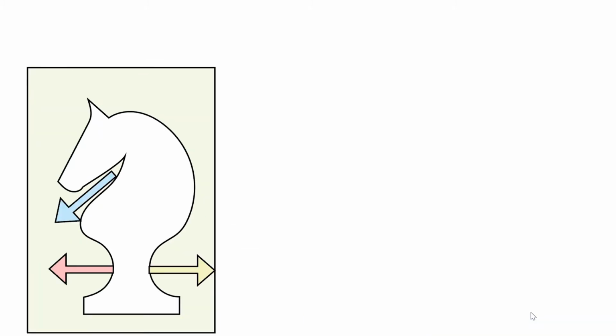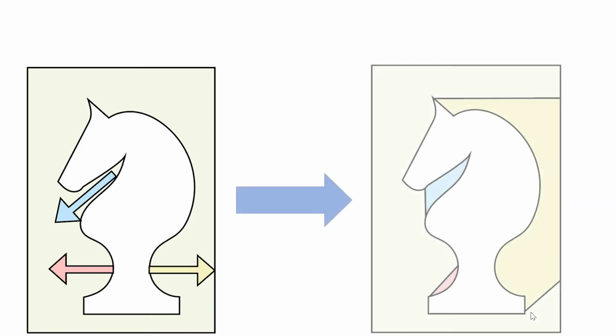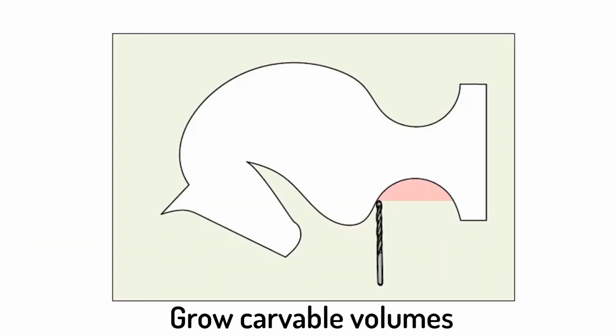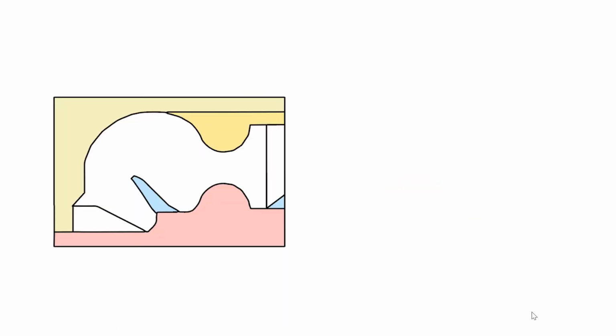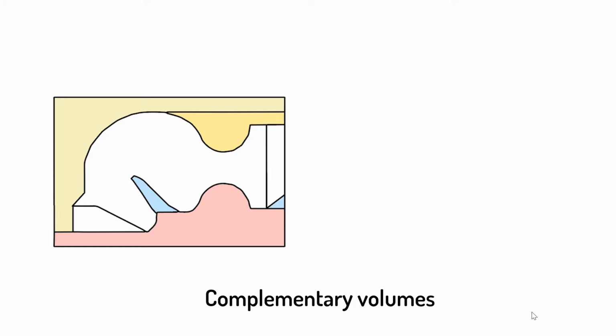Our key observation is that under a direction set resulting from the set cover, there are points that are only accessible through a single direction. We call them single access points, or SA points. We use SA points as seeds to grow candidate carvable volumes by simulating the movement of the CNC cutter. If necessary, sample points that are not covered by regions grown from the SA points are used to grow complementary volumes.